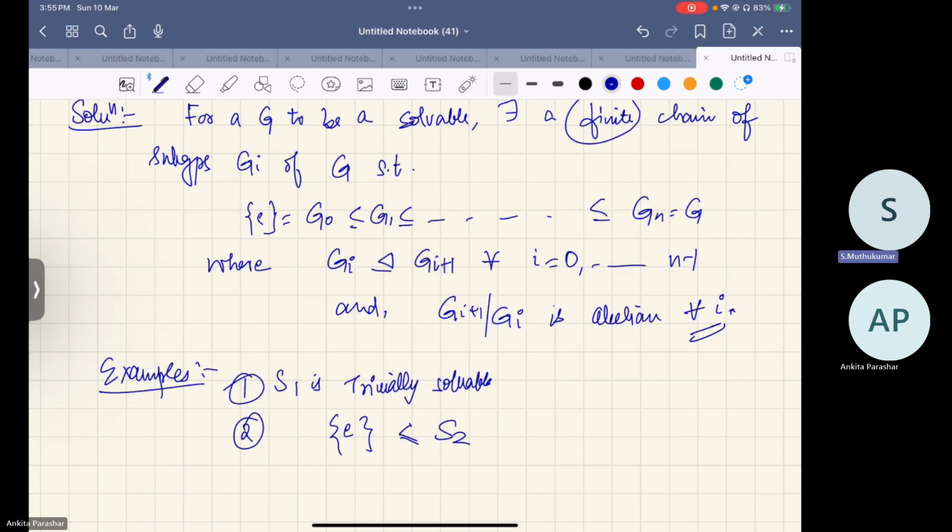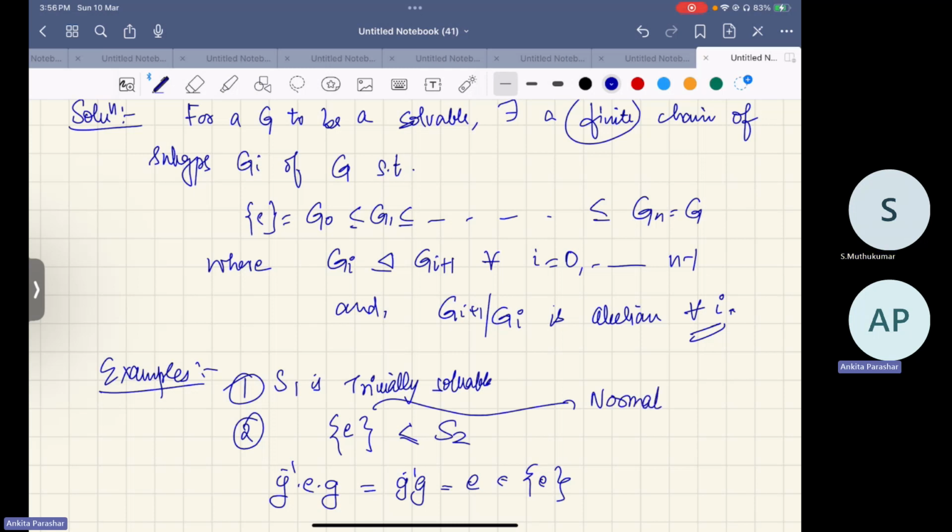Identity is a normal subgroup. If you take g inverse, the inverse is nothing but e. So this is trivially a normal subgroup and therefore you don't have to check this.